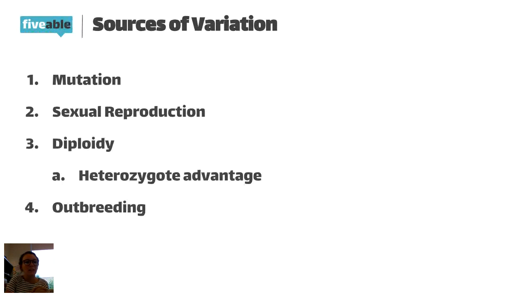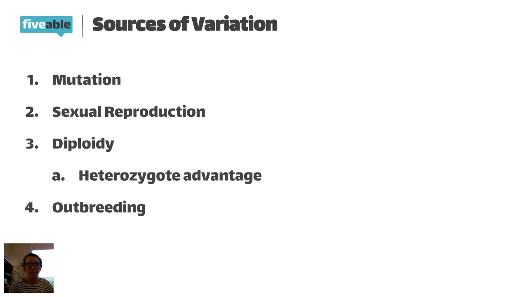So, sources of variation. We already talked about variation as being essential for natural selection and evolution to occur. Different sources of variation in a population, if you think about it, are going to be mutation. Changes in the DNA can certainly lead to variation. That's how we get a lot of really great adaptations, because for sure, not all mutations are bad.